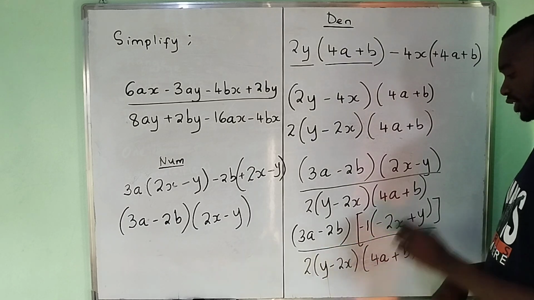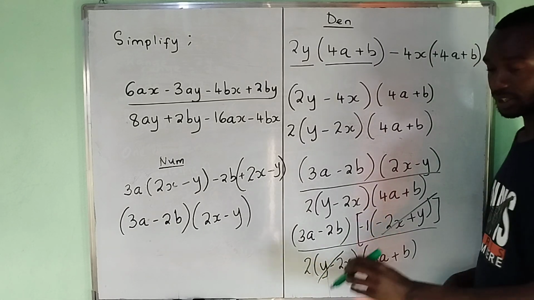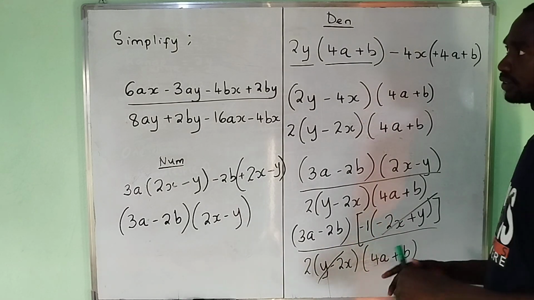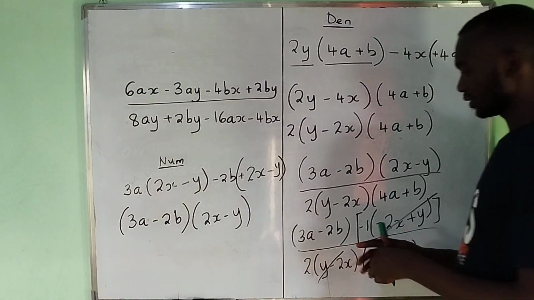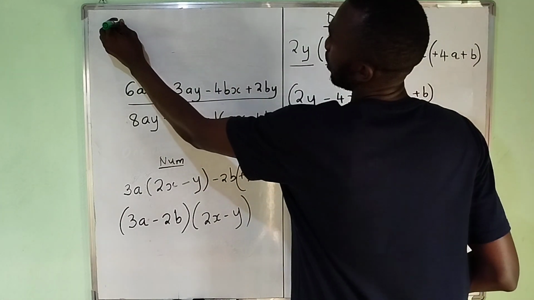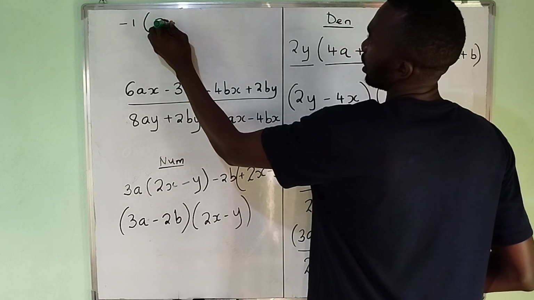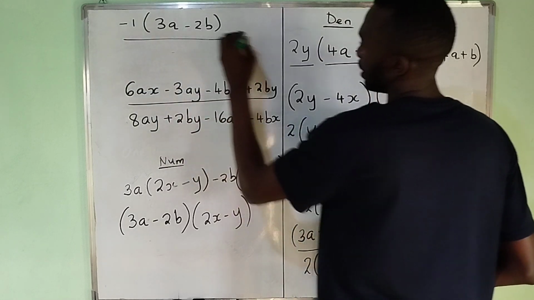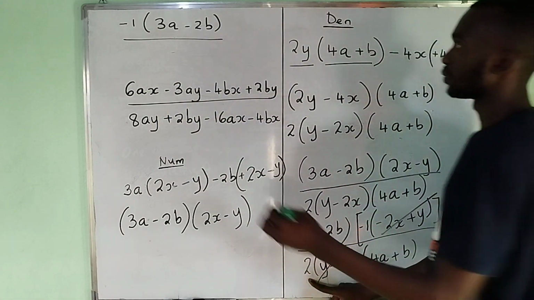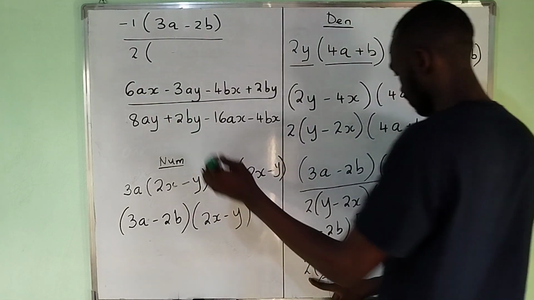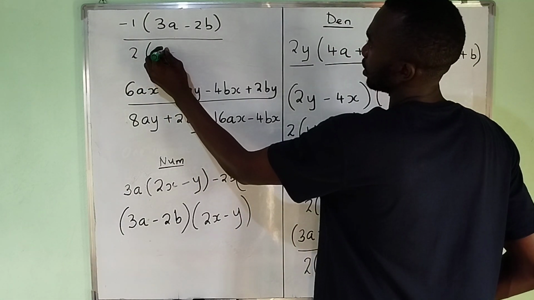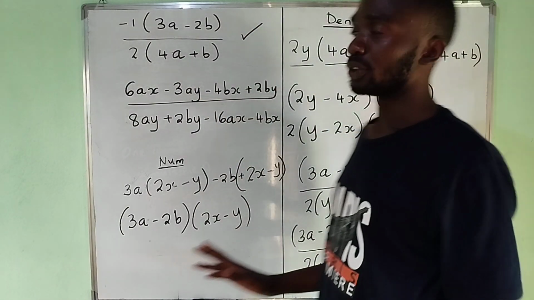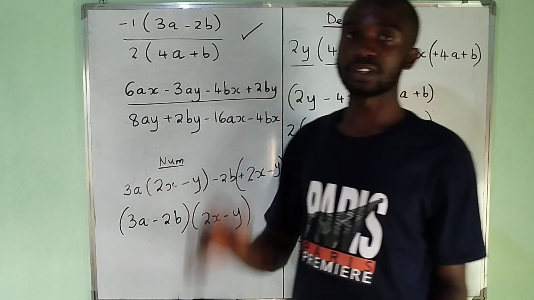So this one and this one are the same, so they cancel one another. They simplify one another. So now we are left with negative 1. So the final answer is going to be negative 1 into bracket 3a minus 2b over the denominator. We are left with 2 into bracket 4a plus b. So that is the final answer. So we can reach that point, we can stop at that particular point.